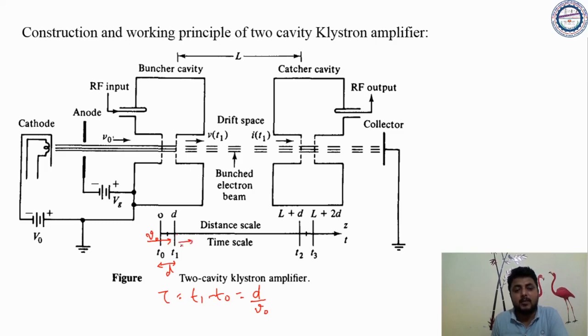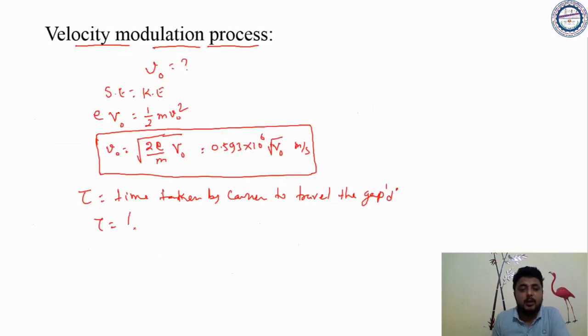So at that time we will consider the velocity will be v1 or v1 of t, and we are trying to find this v1 of t. In this v1 of t we can see either velocity is accelerated or decelerated. By using the equation of this we can find. So initially we have tau is equal to d by v0 in the gap. So therefore tau should be equal to t1 minus t0, which is equal to d upon v0.